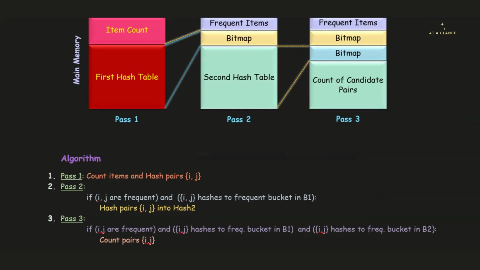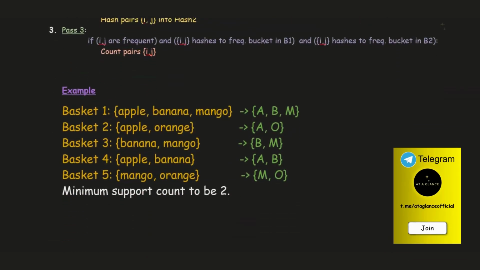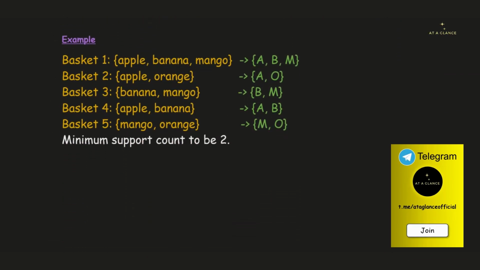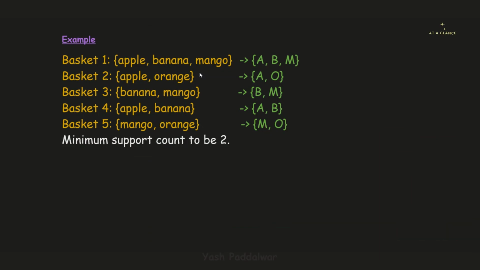So now let's have a look at the example. And this is the example that we are going to look at. You can see in this example, we have a total of 5 baskets. Each basket has certain elements, or we can say certain items, inside it. For basket 1, you can see apple, banana, mango is present. For basket 2, apple and orange is present. And similarly, basket 3, basket 4, and basket 5 also contain certain items.